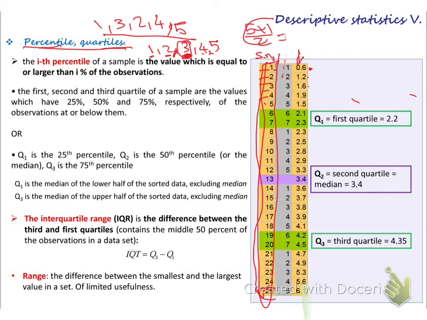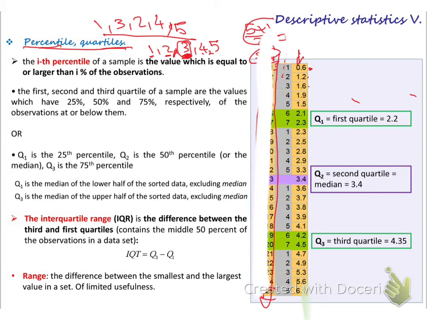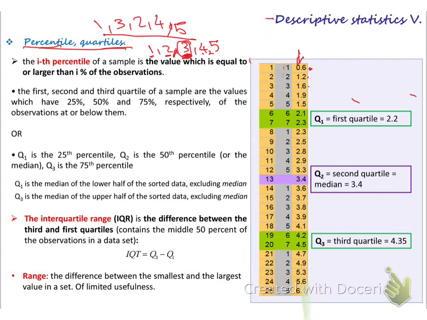Then I have to count them. That's why I created this column to count them. There are 25 numbers. So 25 is an odd number. Which number will be the median? I have to add 1 because I cannot divide 25 by 2, it will give me a fraction. So 25 plus 1 equals 26, divided by 2 equals 13. So item number 13 is my median, the normal median.